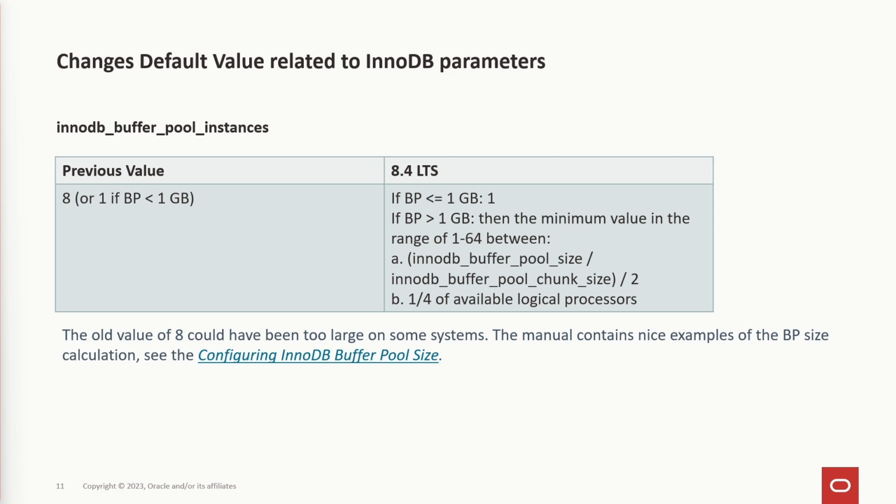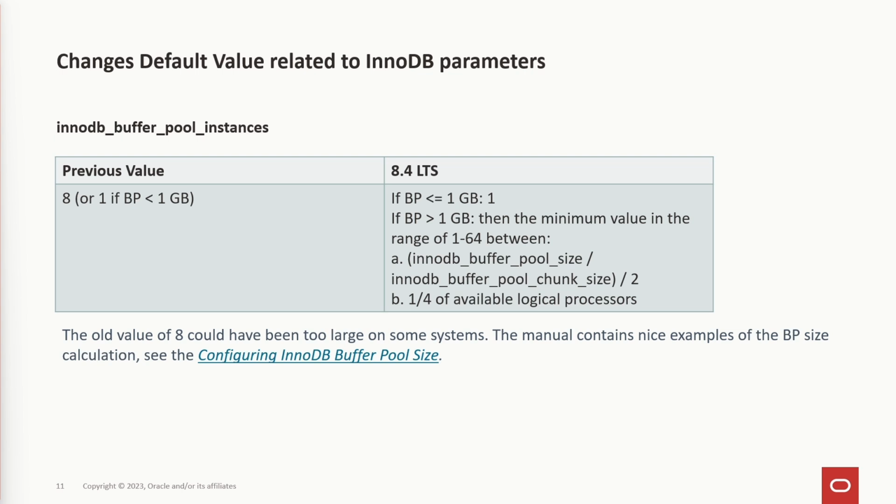The other one is we calculate this as InnoDB buffer pool size divided by InnoDB buffer pool chunk size, divided by 2, or 1/1 of available logical processors. So in Korea, I have a very big customer. They have a big transaction, so they set the buffer pool size to more than 300 GB. So in that case, chunk size is too big, so they faced some performance degradation.